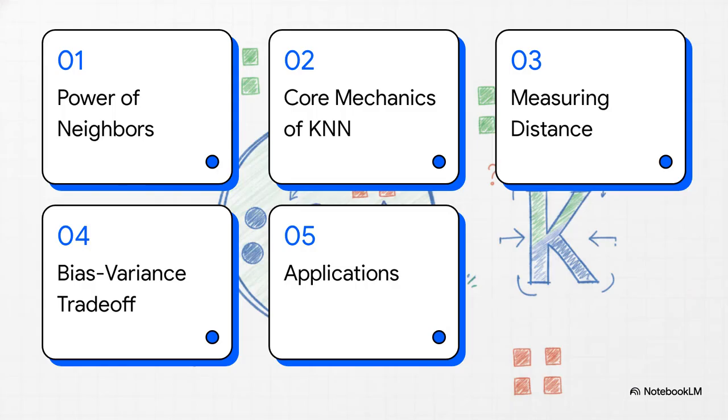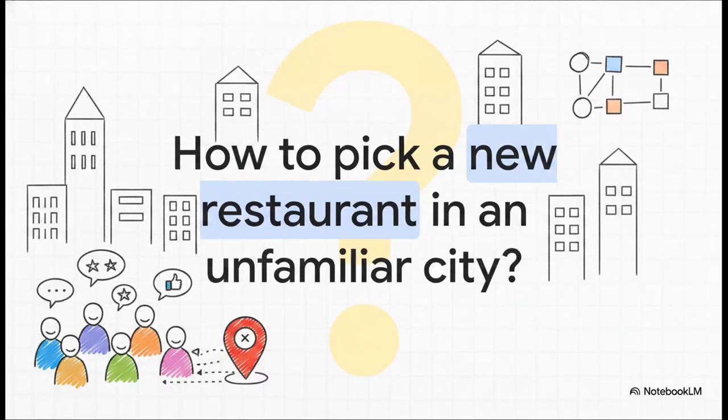Here's our roadmap for today. We're going to cover 1. The power of your neighbors. 2. The core mechanics of KNN. 3. Measuring distance between points. 4. The bias-variance trade-off. And finally, 5. Applications and limitations. To get us started, I want you to picture this.